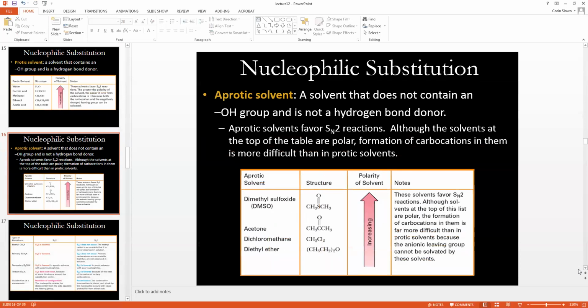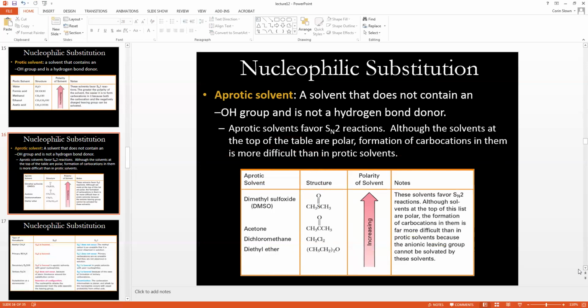In contrast, if we think about aprotic solvents, for nucleophilic substitution, an aprotic solvent is a solvent that does not contain an OH group and is not a hydrogen bond donor. So aprotic solvents favor SN2 reactions, and although the solvents at the top of the table are going to be more polar, formation of carbocations in them is more difficult than in protic solvents. So although these are polar compounds, they're not particularly good at stabilizing carbocations. So these are going to be solvents that favor SN2 reactions.